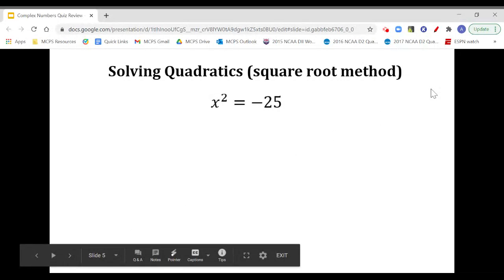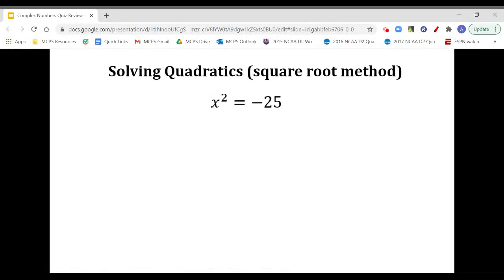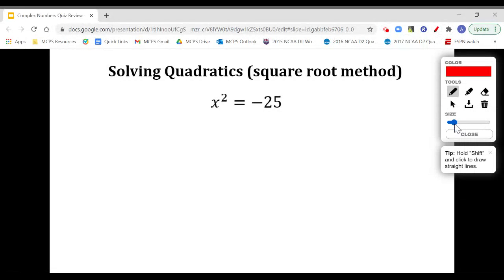Okay, so now that we've covered simplifying radicals, what we are doing now is we are going to start solving. So here we have a quadratic equation. Remember, quadratic just means I have a squared variable. So I have x squared equals negative 25. Now to solve this by the square root method, I need to get x by itself by taking the square root of both sides, right? And I do that because the square root and the square are opposites of each other.